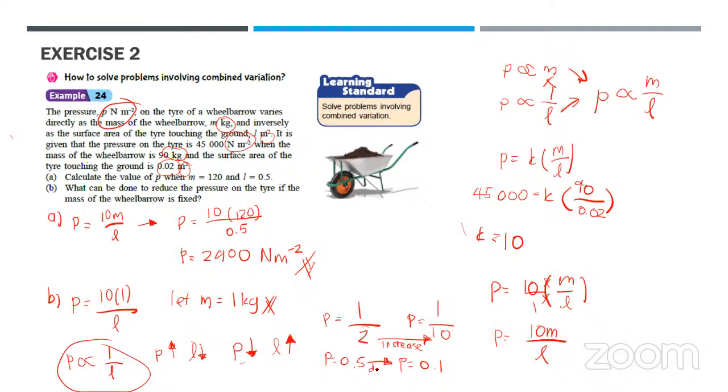So in order to reduce the pressure on the tire, if the mass of the wheelbarrow is fixed, so you just don't take into account the mass, you want to increase the surface area.